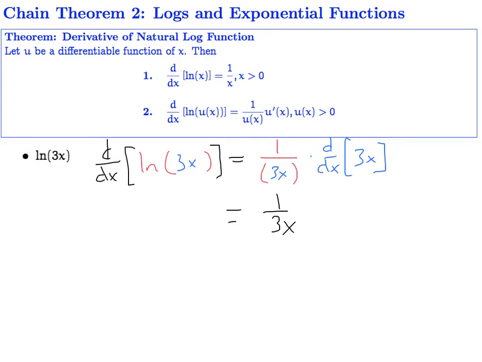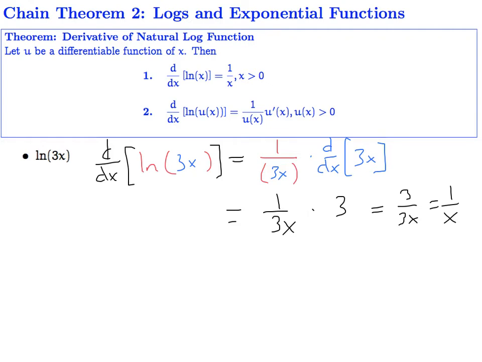This is 1 over 3x times the derivative of 3x, which is just 3. And for those who like to simplify in the room, this is 3 over 3x, which is equal to 1 over x. Now that might be a little surprising, but let's think about why this is true.